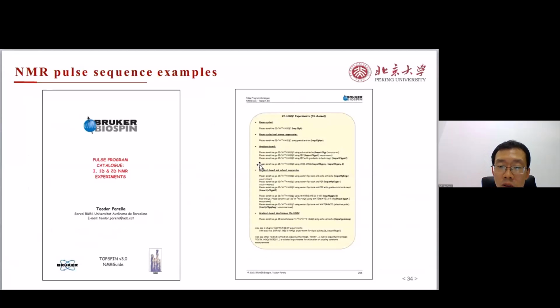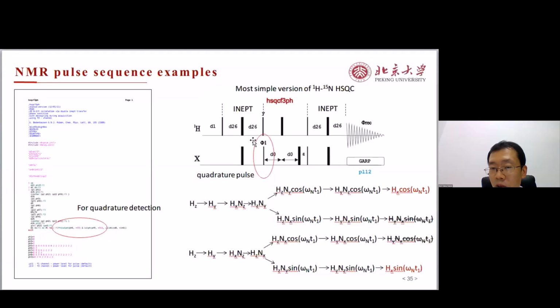Here, because I'm most interested in studying proteins, I'll use HSQC as an example. For the HSQC experiment, there are quite a few versions you can use. I'll start with the simplest version of protein nitrogen HSQC, called HSQC F3PH. In this sequence, I think it doesn't even apply pulsed field gradients. It only applies pulses.